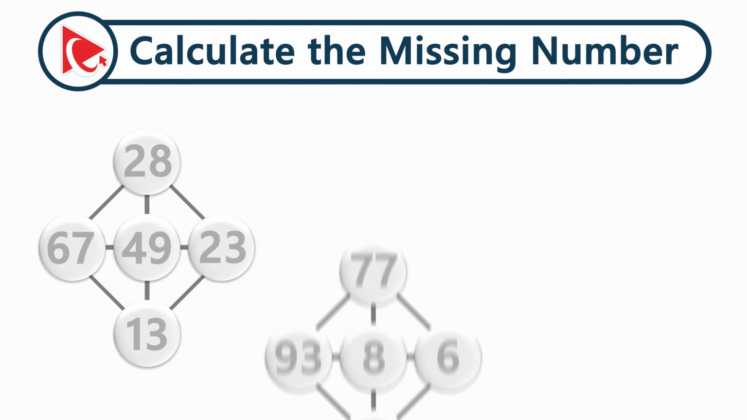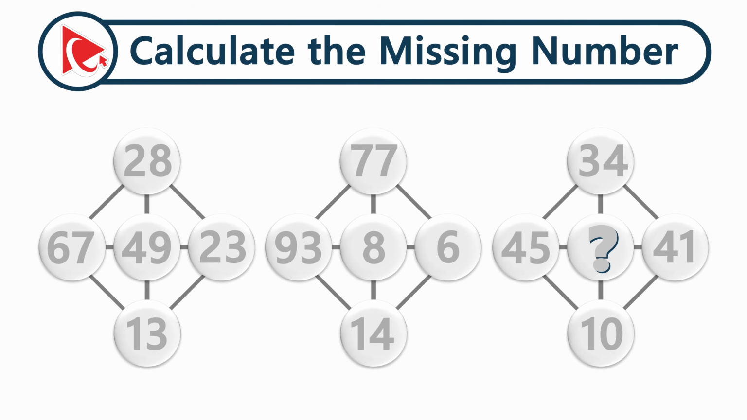You're presented with 3 cool-looking shapes. Each shape, let's call it a rough diamond, has 5 numbers inside. The first shape has numbers 28, 23, 13, 67, and then number 49 in the middle. The second shape has numbers 77, 6, 14, 93, and then number 8 in the middle. And then comes the third shape, third rough diamond.